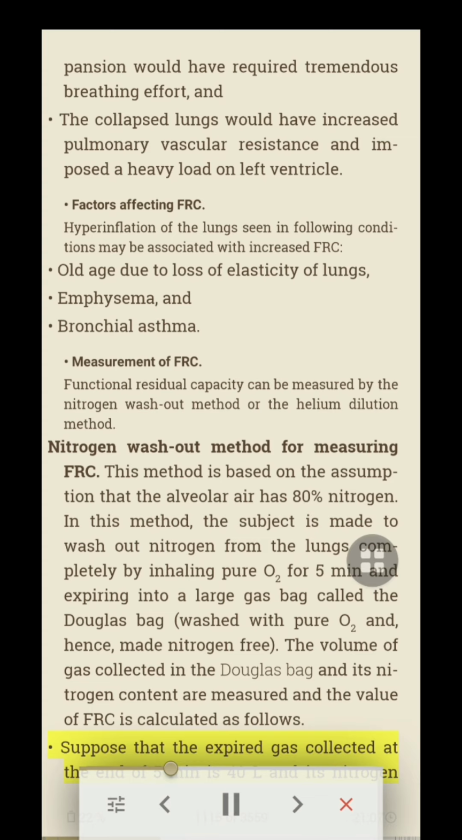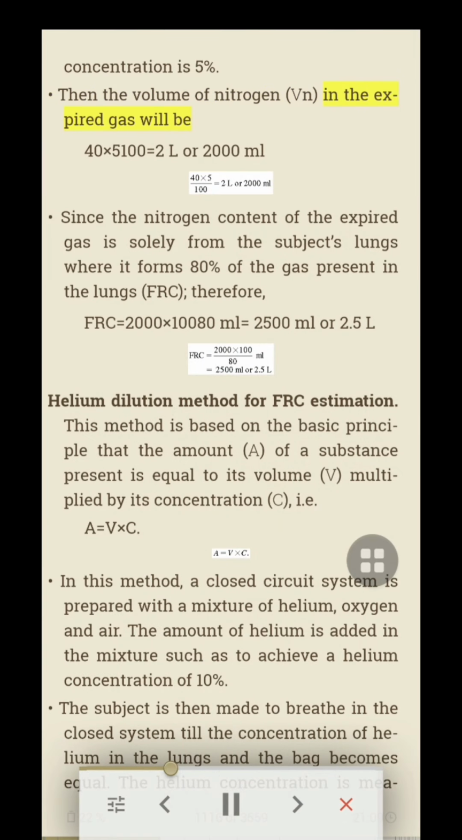Suppose that the expired gas collected at the end of 5 minutes is 40 L and its nitrogen concentration is 5%. Then the volume of nitrogen, VN, in the expired gas will be 40 × 5/100 = 2 L or 2,000 milliliters. Since the nitrogen content of the expired gas is solely from the subject's lungs where it forms 80% of the gas present in the lungs, FRC. Therefore, FRC = 2,000 × 100/80 milliliters = 2,500 milliliters or 2.5 L.